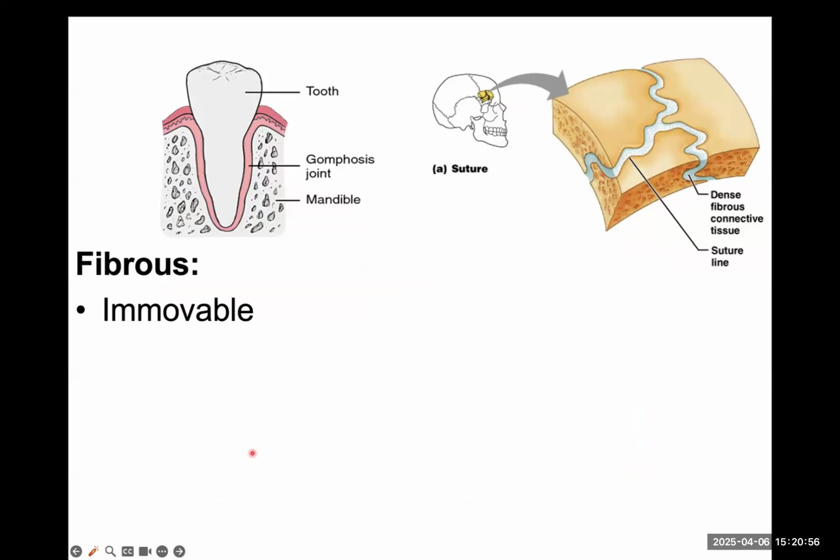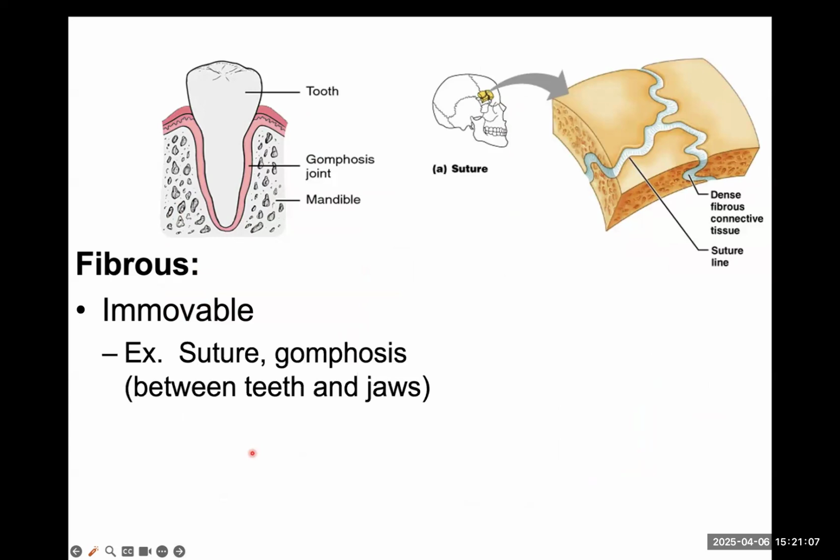Next one is going to be fibrosis. Fibrosis joints have fibers that cross between the two bones. These fibrosis joints are also going to be immovable. These are the sutures and gomphoses. This is between the teeth and jaw.